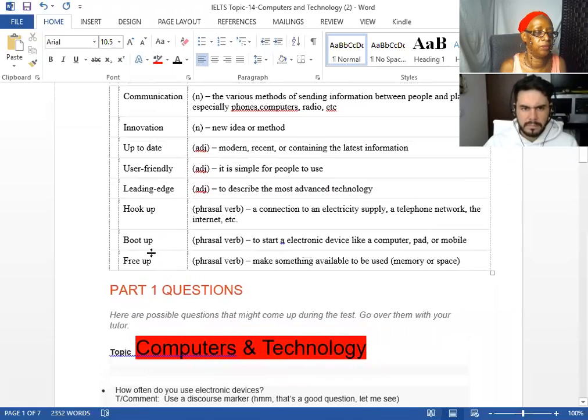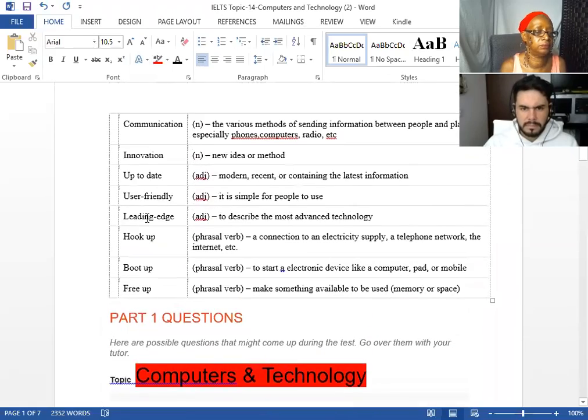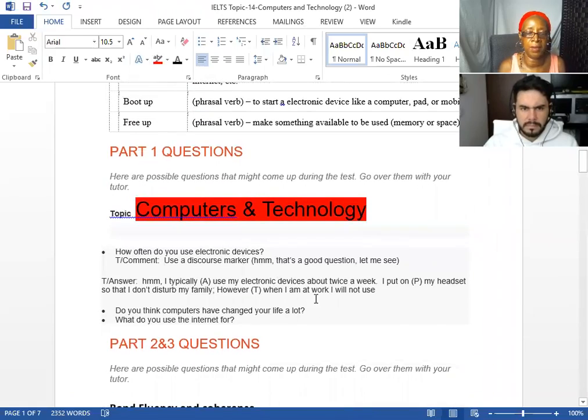What should I use? Hook up. When I'm at work, I will use what kind of cables related to technology? I will use the internet, high speed. When I'm at work, I use a high speed internet. I don't know. So this is your word family.